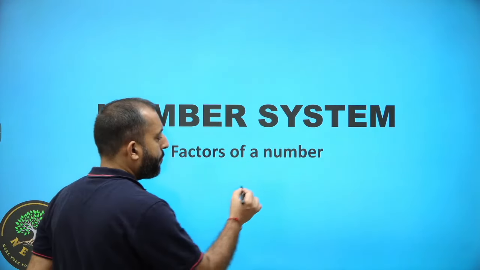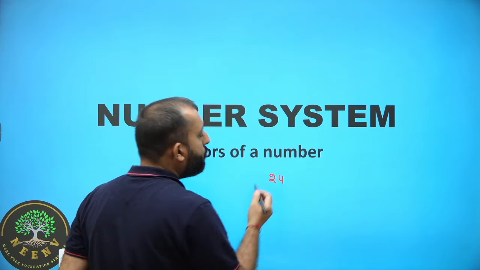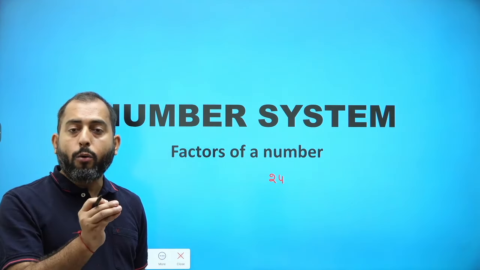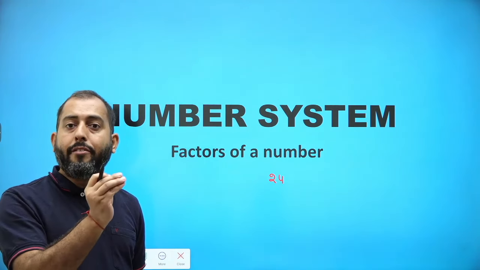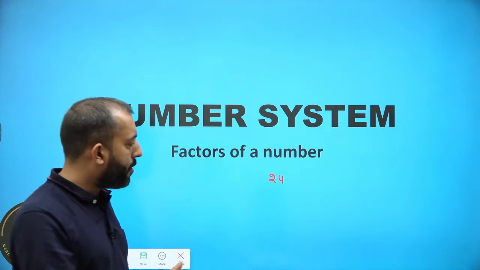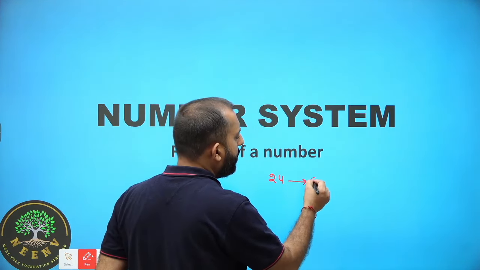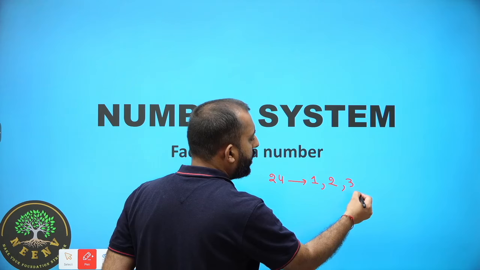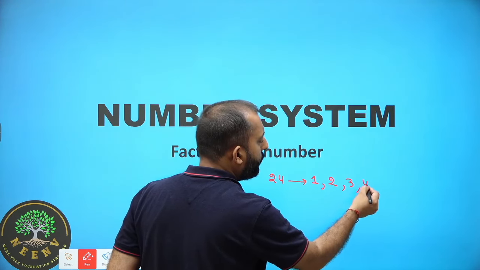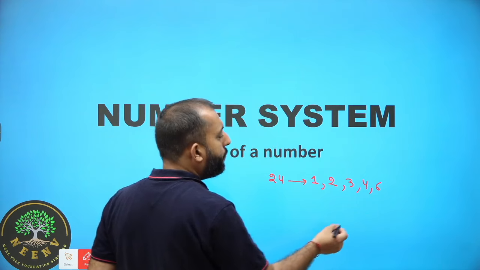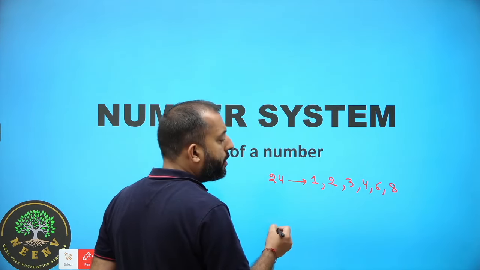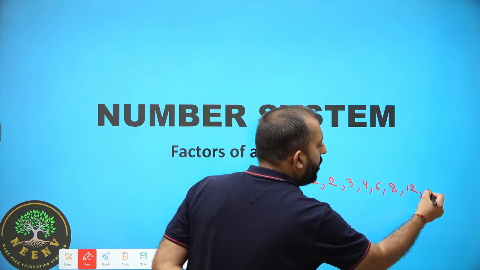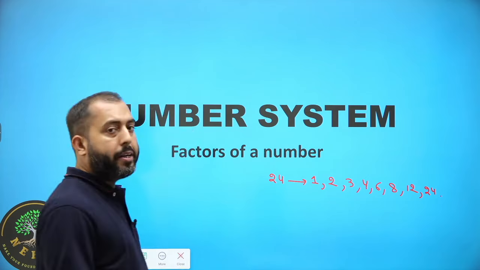For example, let's say 24. I want to write down all the factors of 24. It means I will write down all those numbers that will divide 24 completely. So the first such number is 1 itself. Then 2 can divide 24 completely. 3 can divide 24 completely. 4 can divide 24 completely. 6 can divide 24 completely. 8 can divide 24 completely. Then 12 can divide 24 completely. Then 24 can divide 24 completely.